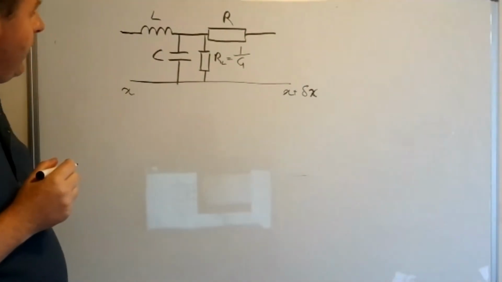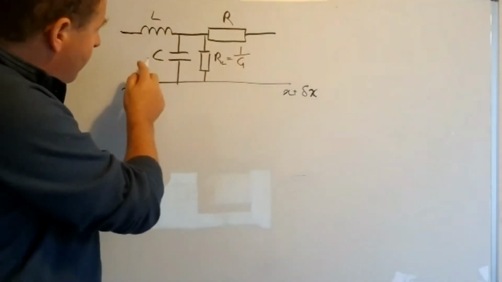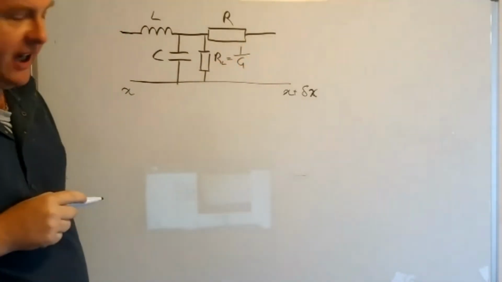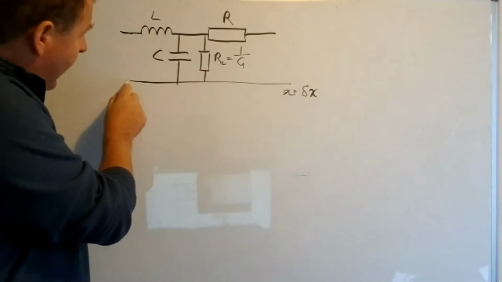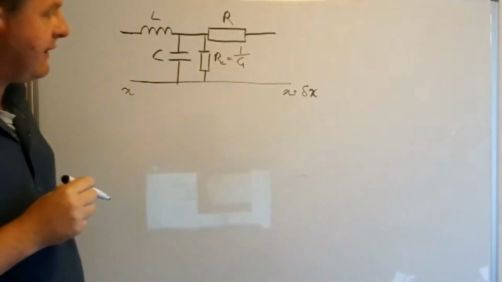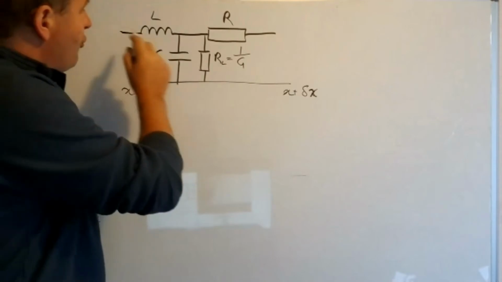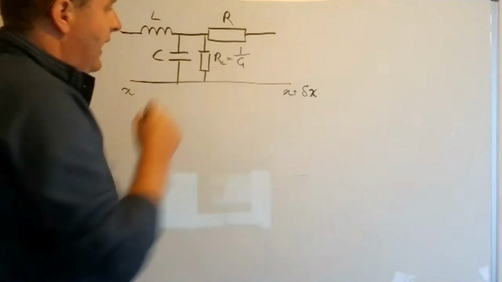Okay, so here's our elemental bit of cable then, with our inductance, our resistance, our capacitance, and the leakage resistance, which we're going to write as 1 over G, the leakage conductance. And we say here is a position X, and here is a position X plus delta X. So we can write down now what the voltage drop and the current going through this circuit from here to here is going to be.